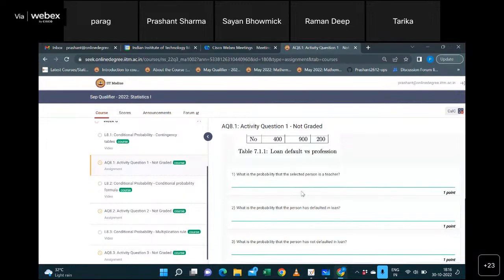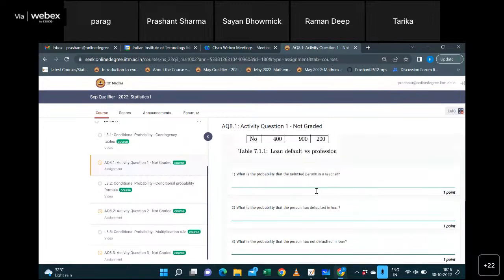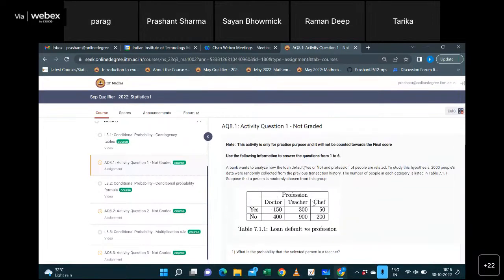Am I right? Yes, sir. Okay. So similarly, what is the probability that the person has defaulted in loan? So we have to consider the row relative, the row total of the yes column. I mean the yes row.